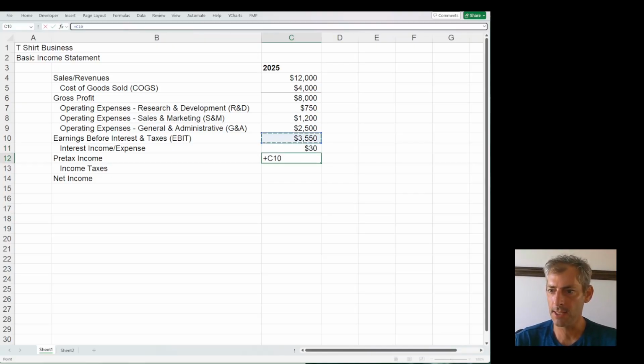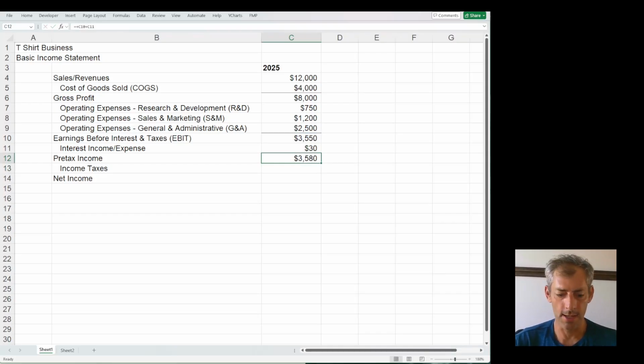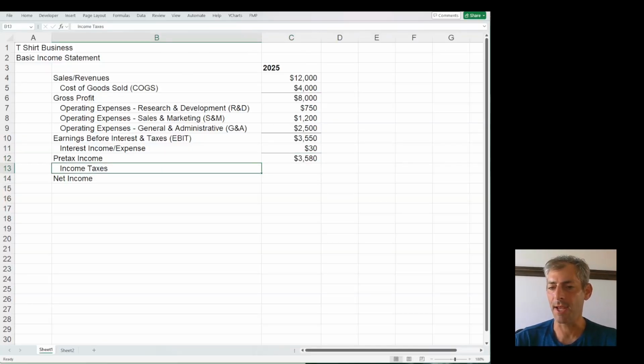So now I'm going to take the EBIT, and I'm going to add in any interest income or expense, and now that gets me my pre-tax income. And then after that, it's just the income taxes. So again, this is not sales tax. This is the income taxes.